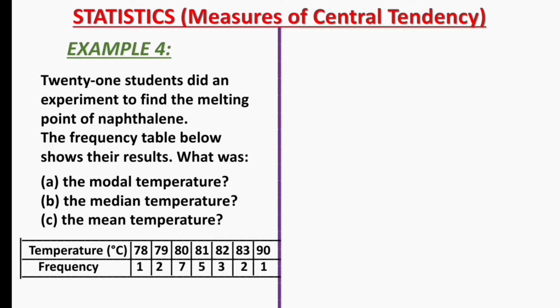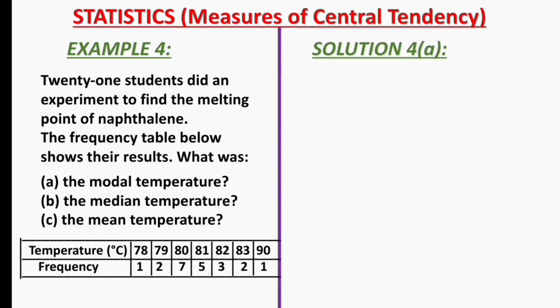In the table below, we have a table for temperatures in degrees Celsius and the corresponding frequency. For 78 degrees Celsius, the frequency is 1. For 79 degrees Celsius, the frequency is 2. For 80 degrees Celsius, the frequency is 7. For 81 degrees Celsius, the frequency is 5. For 82 degrees Celsius, the frequency is 3. For 83 degrees Celsius, the frequency is 2. While for 90 degrees Celsius, the frequency is 1. Let's see the solution to question 4.